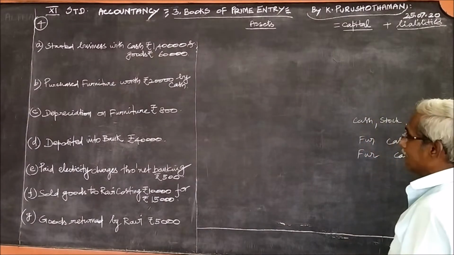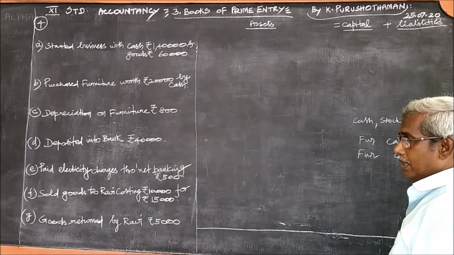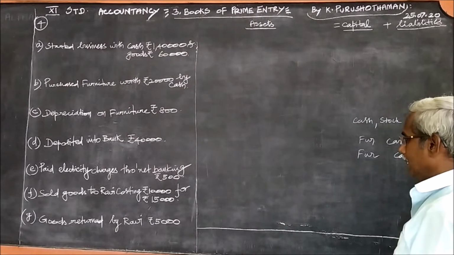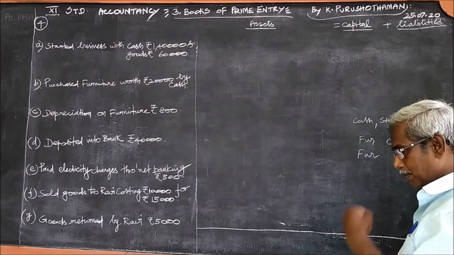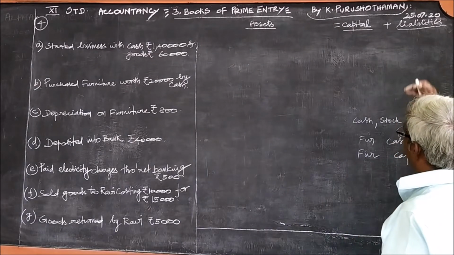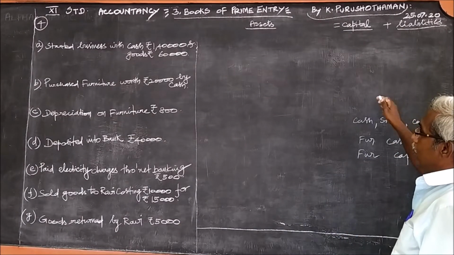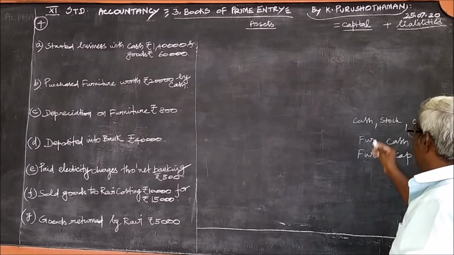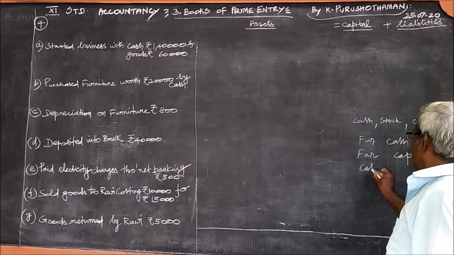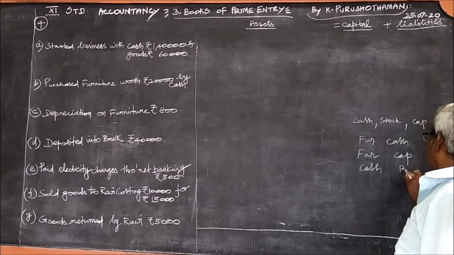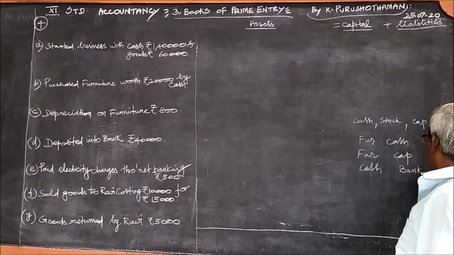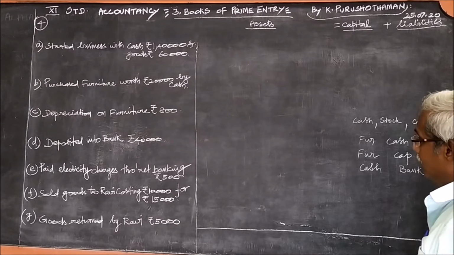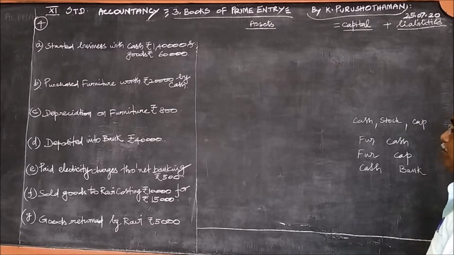Deposited into bank, fourth one. When we deposit the money, we take the money from the business and we deposit it in the bank. So for the bank it is plus and for the cash it is minus. Therefore, cash, bank. These are the 2 items under D division.